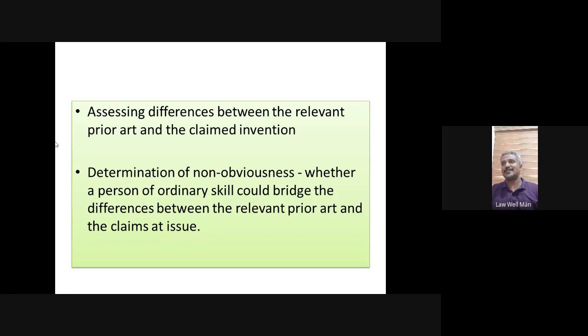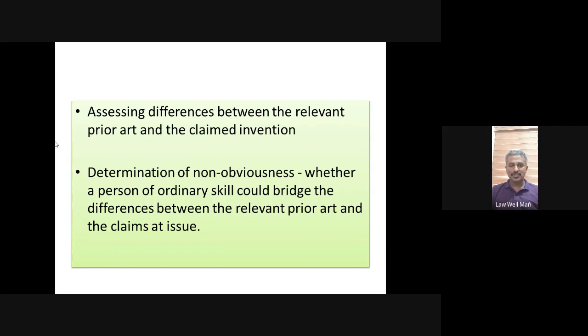And there is an inverse proportionality. If there are more and more differences, then more and more chance of getting a patent. Determination of non-obviousness, which means whether the person of ordinary skill could bridge the differences between the relevant prior art and the claim at issue. Whether a person who is an ordinary workman in this area would have been able to bridge the differences between the relevant prior art and the claim, the present invention, the so-called advancement.